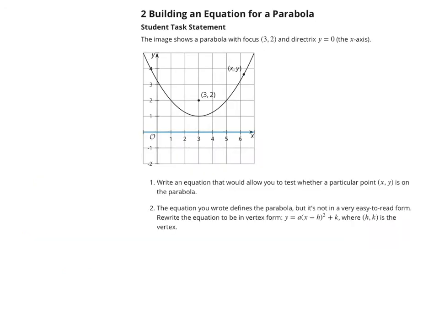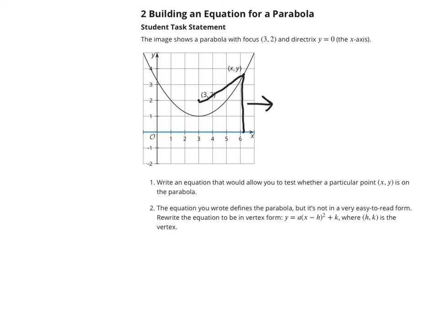So let's move on. We are working today to build an equation for a parabola. So the image here shows a parabola with focus 3, 2 and directrix y equals 0, which is the x-axis. Write an equation that would allow you to test whether a particular point x, y is on the parabola. So we've done this a little bit already.